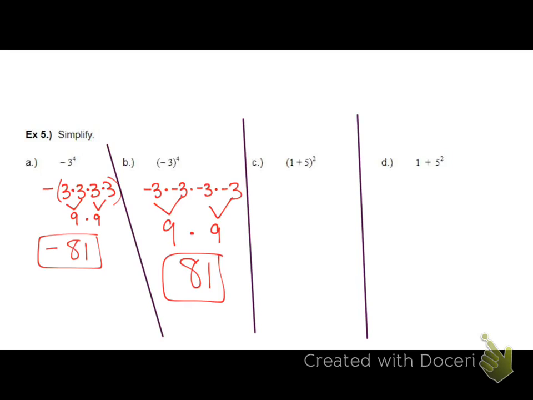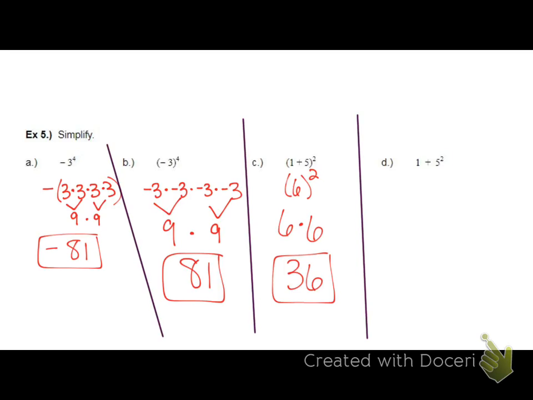On letter C, parentheses or grouping symbols come first. That's a plus sign, I think. 1 plus 5 is 6. 6 squared, which would mean 6 times 6 is 36. Make sure that you don't just assume your exponent is times 2 or times the exponent. Make sure you're multiplying whatever your base is to itself. 6 squared is not going to be 12. It's another common mistake that gets made.